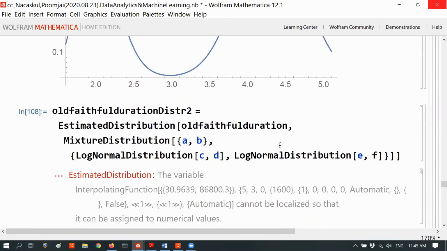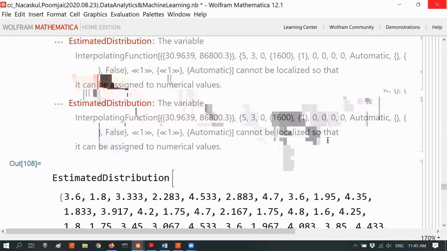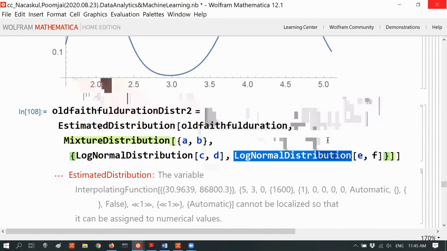Oops, I think I did some error here. But anyway, it should come up with some parameter. So that would be the process. The process is you whip out a distribution model. In this case, I'm at a loss. I can't really find anyone that has this shape.